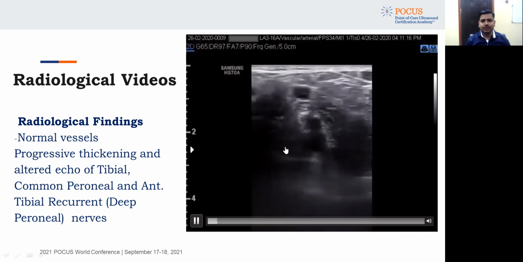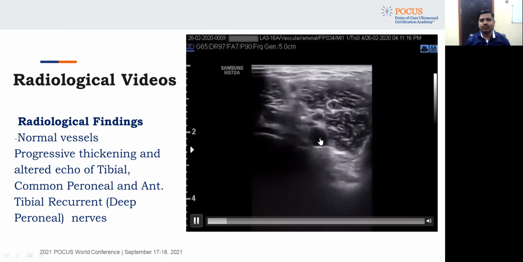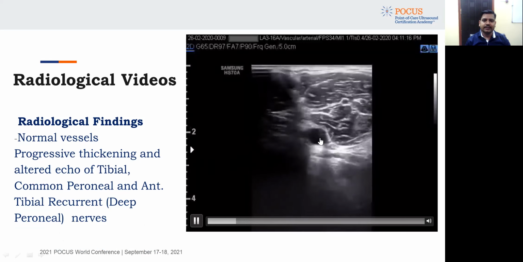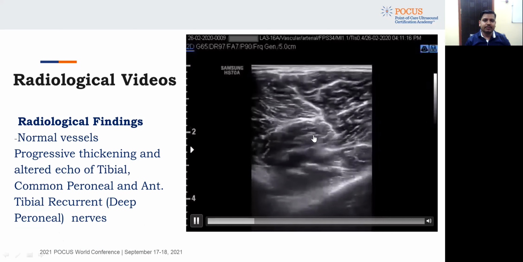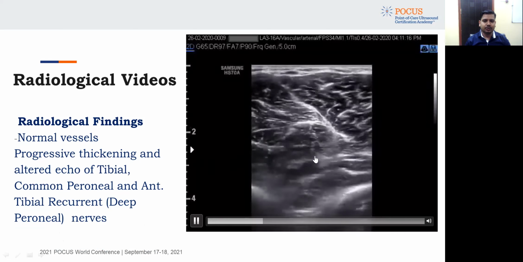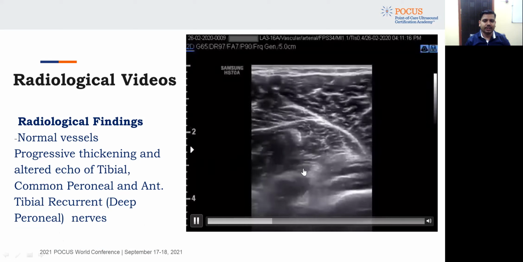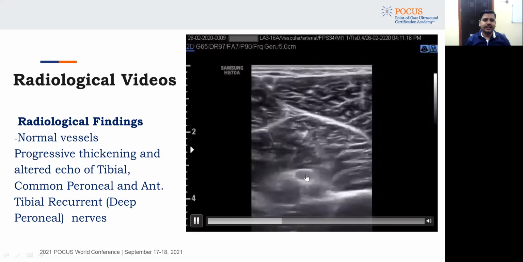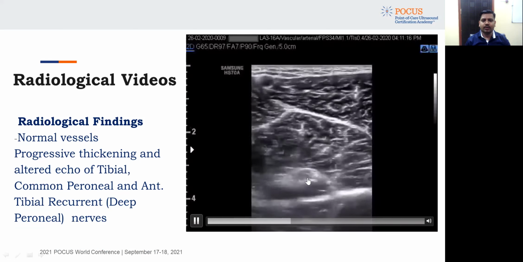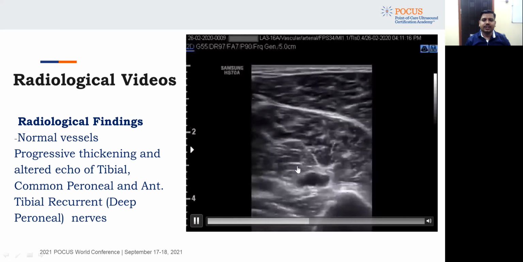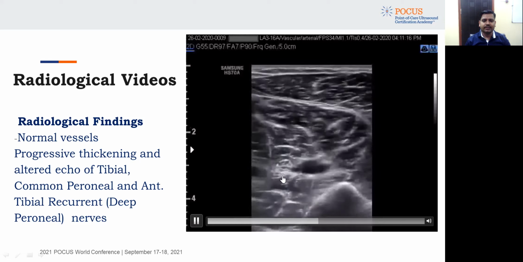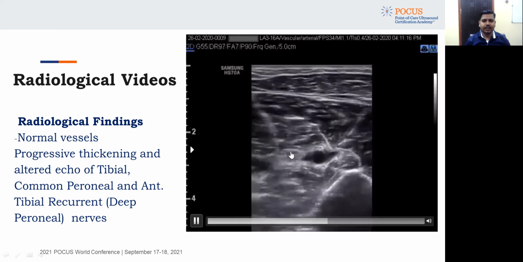This is another video showing the evaluation of the left lower limb neurovascular bundle. This is the posterior tibial artery. As we can see, the tibial nerve in the proximal part showed normal echo and cross-sectional area. As we are tracing it down in the lower limb towards the ankle, there is change in the echotexture of the nerve and progressive increase in the cross-sectional area.